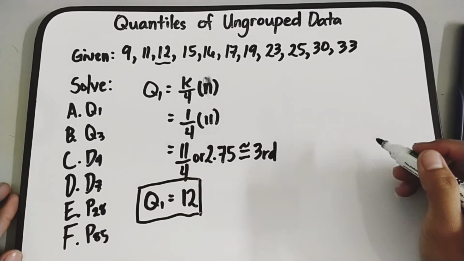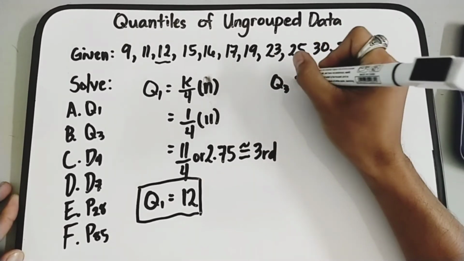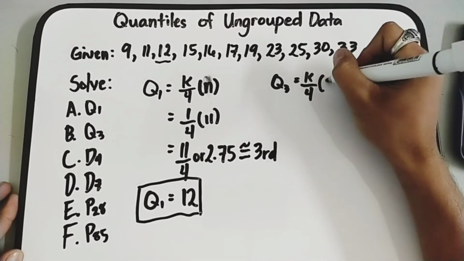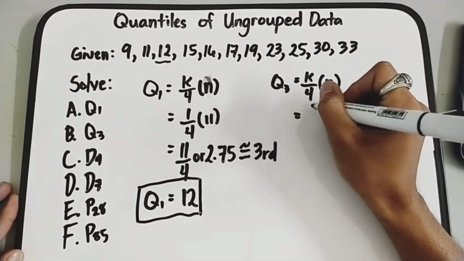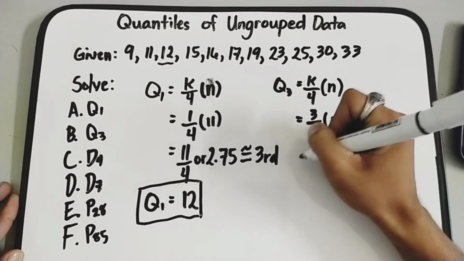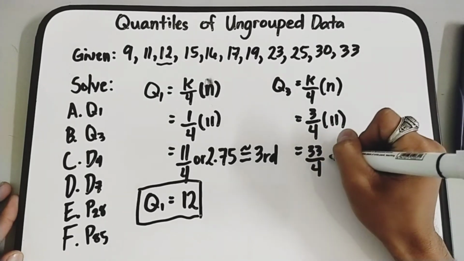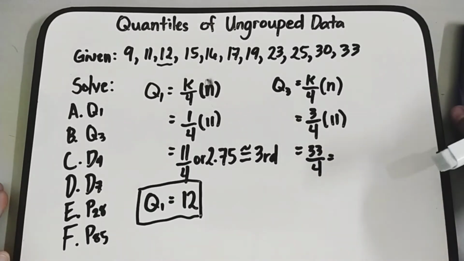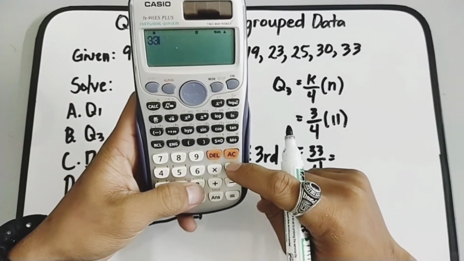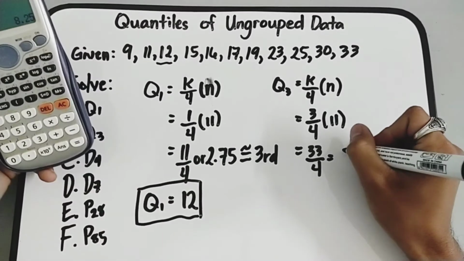How about naman yung ating quartile 3? Same formula: quartile 3 is equals to K over 4, kasi nga quartile, times N. So, substitute the values, you have 3 over 4 times 11. Therefore, we have 33 over 4, or let's use our calculator: 33 divided by 4, the answer is 8.25.